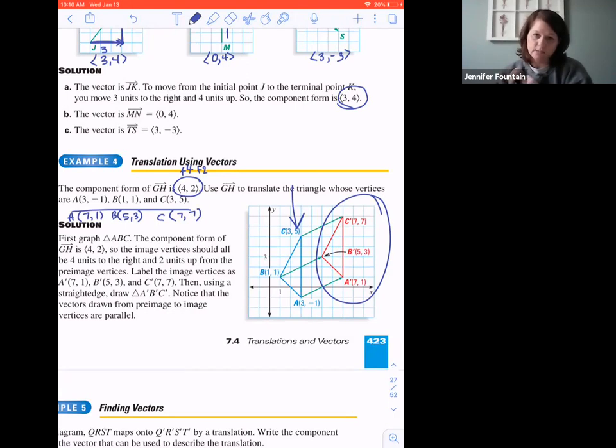Any questions on that? So I use the component form to tell me how to change these values, my original values. If they're positive, you add, negative, subtract.